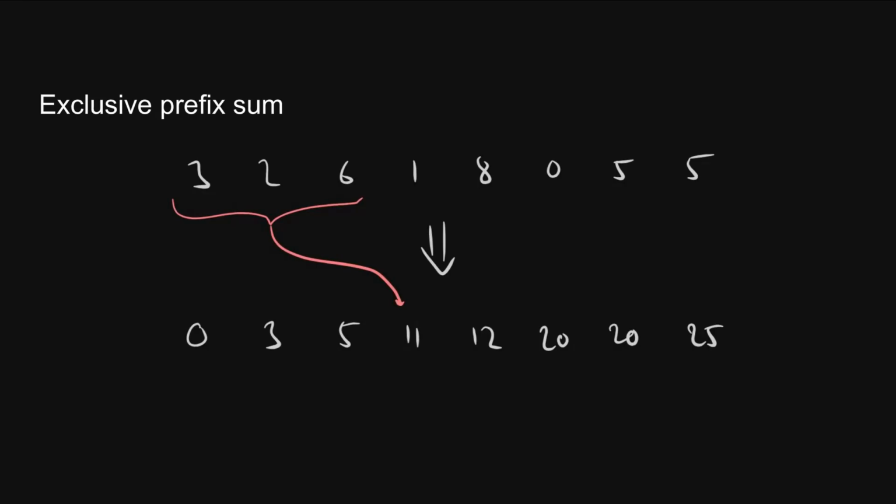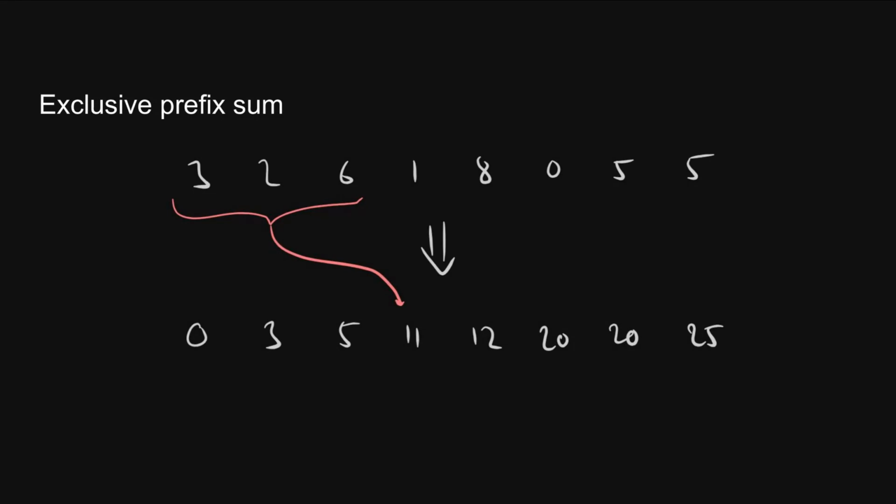This means we have a list of numbers, and then we want to compute a new list where every value is the sum of all the preceding values in the original list. So here, the 11 is the sum of 3, 2, and 6. And the 12 is the sum of 3, 2, 6, and 1, and so on. Now, on a CPU, that's pretty straightforward to do. You just iterate over the list and keep track of a running sum, and you're done.